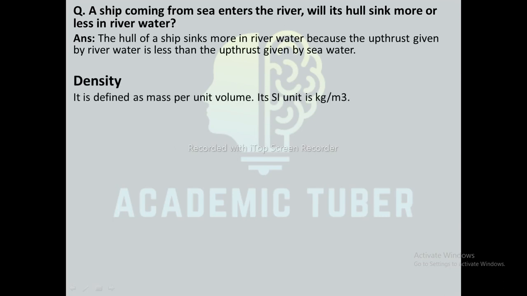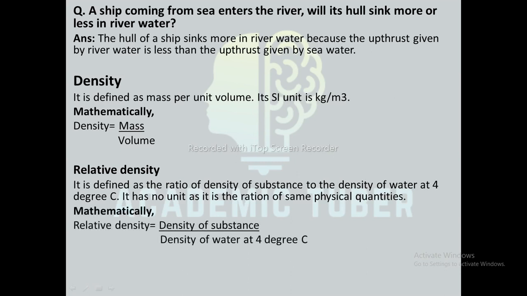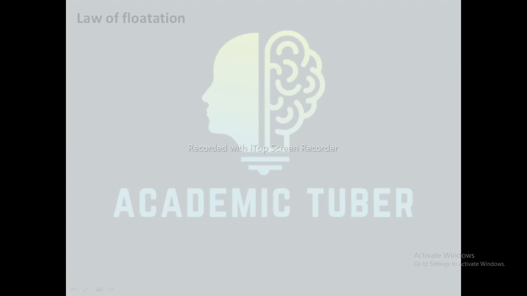Next one is density. Density is defined as mass per unit volume and its SI unit is kg per meter cube. Mathematically, density equals mass by volume. Relative density is the ratio of density of a substance to the density of water at 4 degrees Celsius, and another term for relative density is specific gravity, and it has no unit as it is the ratio of same physical quantities. Mathematically, relative density equals density of substance by density of water at 4 degrees Celsius.